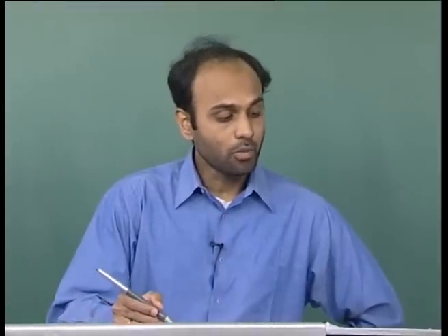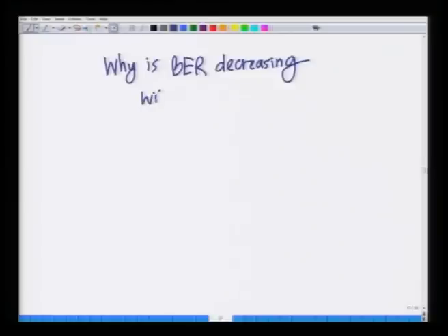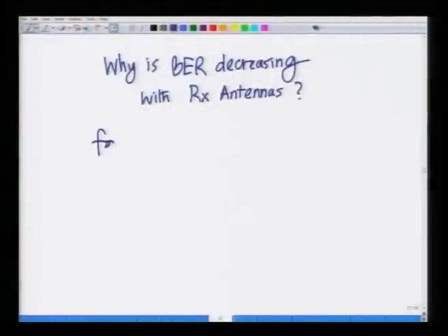So, but let us see why this significant improvement in efficiency, this decrease in bit error rate, is arising in this system. Why is this bit error rate decreasing with receive antennas? As I increase the number of receive antennas, we have seen that the bit error rate is decreasing. Why is this decrease arising? Let us look at the expression for L antennas.